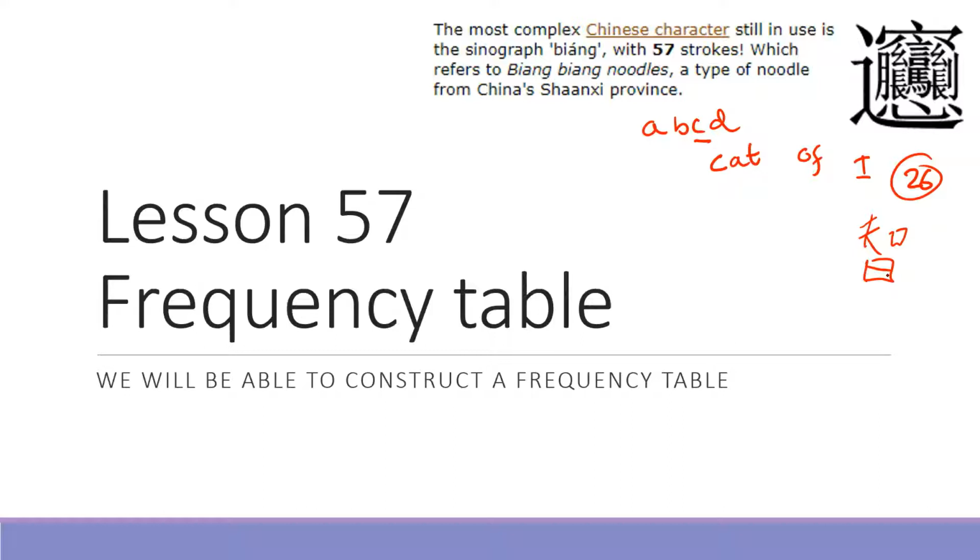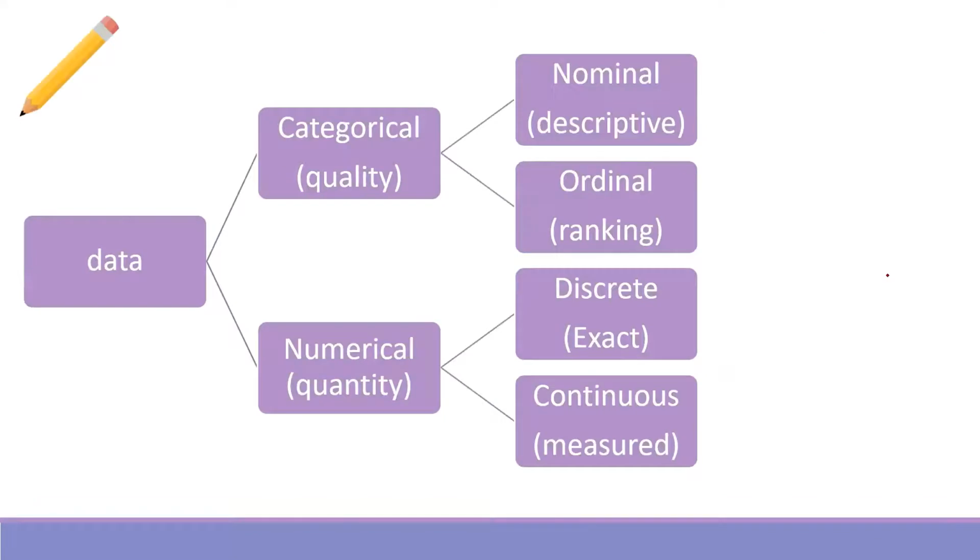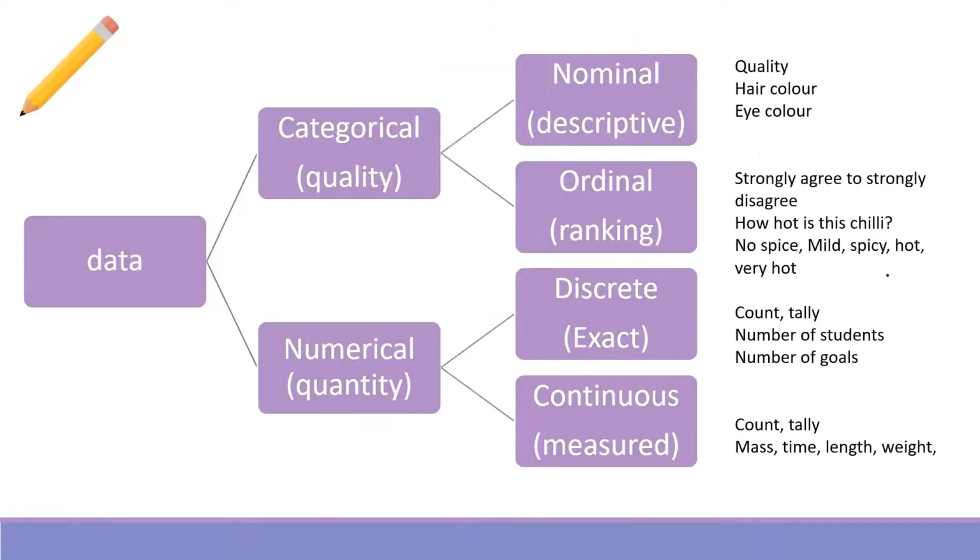Lesson 57, frequency tables. We were able to construct a frequency table. Now, let's talk about this. So, firstly, what did we do last lesson? I'm not even going to go back to the other one. I'm just going to do this slide here.